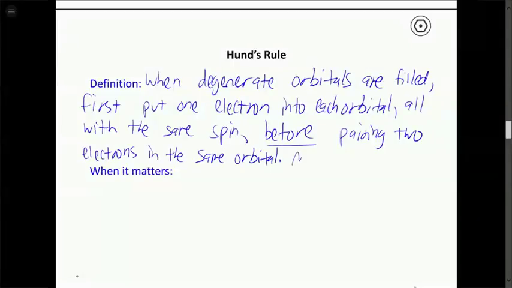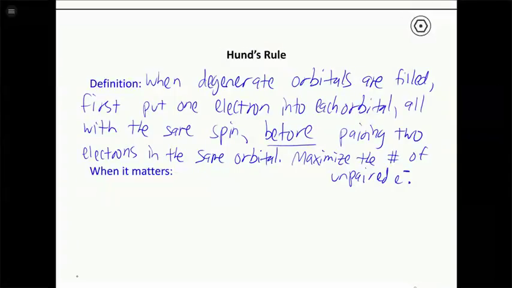And basically what you're trying to do here is maximize the number of unpaired electrons. Okay? So there are sort of two reasons why this is. We don't need to get into too much detail for the reasons, but I'm sure some of you at least are curious about why this is. So the first thing is, Hund's rule minimizes electron-electron repulsions.